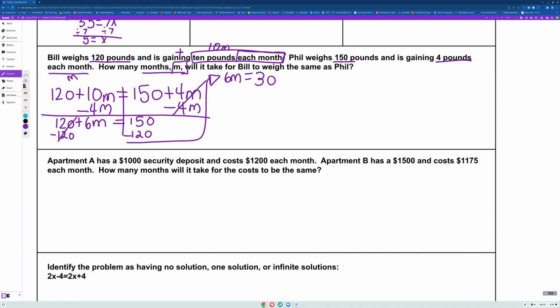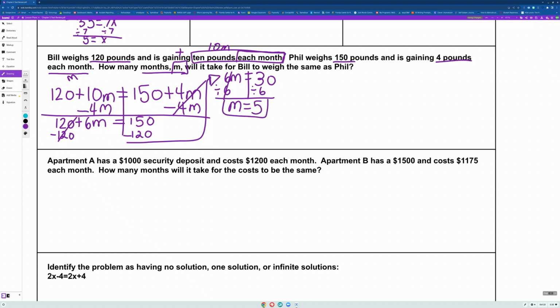So now I have 6m equals 30. So 6m is multiplication. I want the m by itself, so I have to divide on both sides. So we're dividing by 6. When I do that, my 6's cancel, and I'm left with m equals 5.